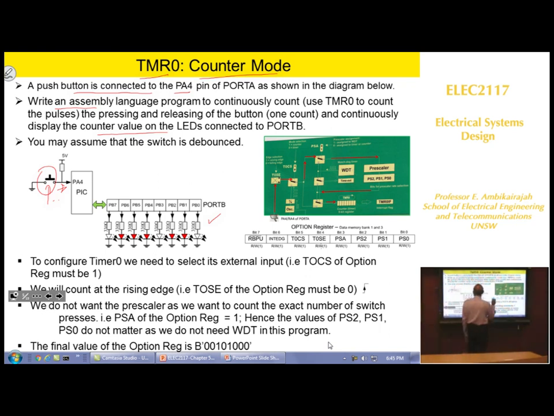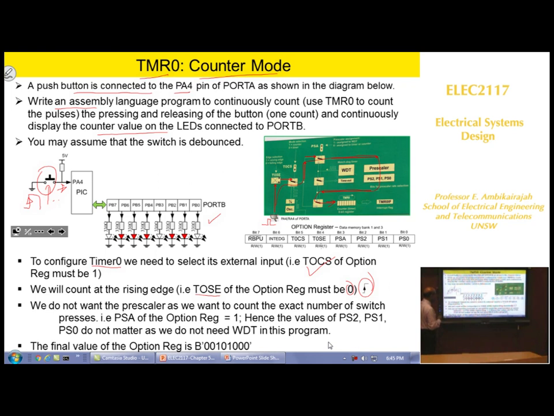So here is where we are providing a pulse. And that goes through this, and through this, comes back, and we are going to count it. How do we do this in a program? To configure timer 0, we need to select the external input, which we know how to do. The T0CS option bit we need to select. And then we will count at a rising edge, so the T0SE bit of the option register must be 0. That means it will count on that edge. So when you have a pulse, it will count on that edge.